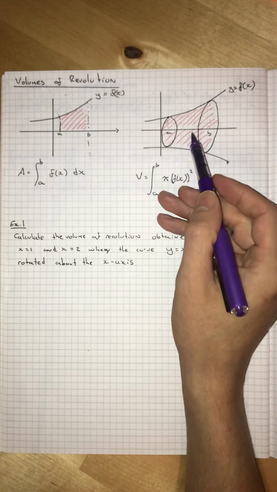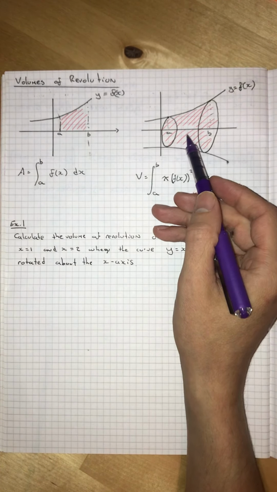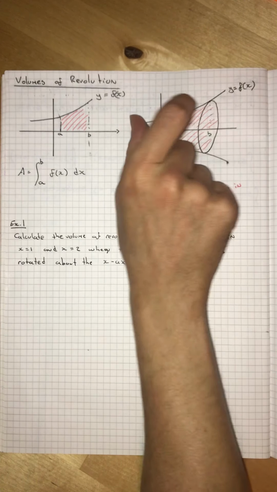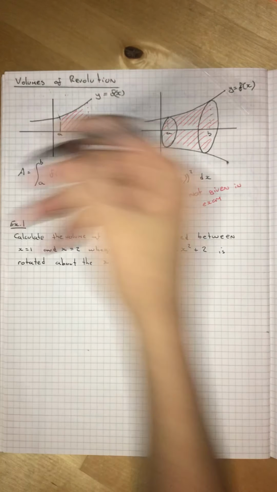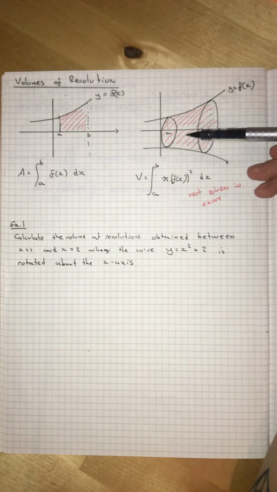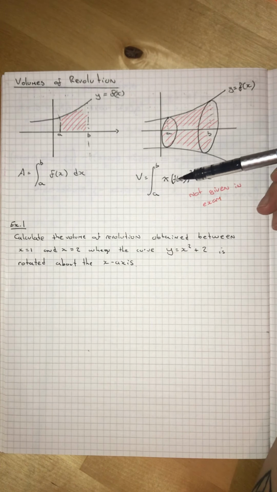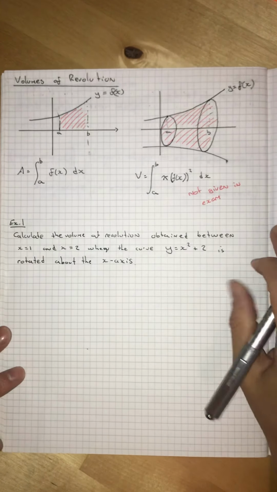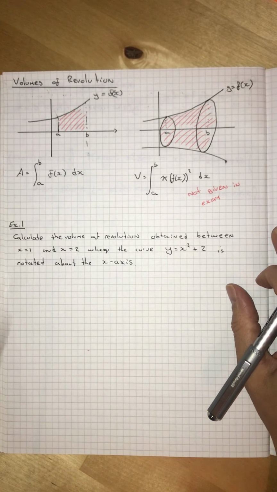Another thing to note as well when it comes to these sort of questions is, yes, we can rotate around the x-axis, but there's nothing stopping you from rotating around the y-axis. So when that happens, if you're rotating around the x-axis, your function needs to be explicitly in x. Conversely, if you're rotating around the y-axis, your function needs to be explicitly in y.